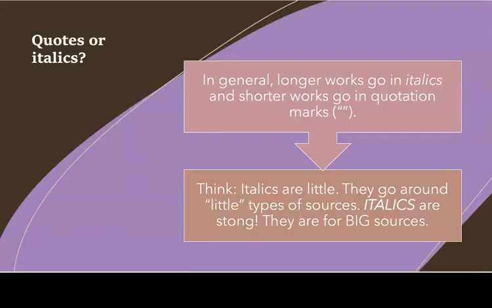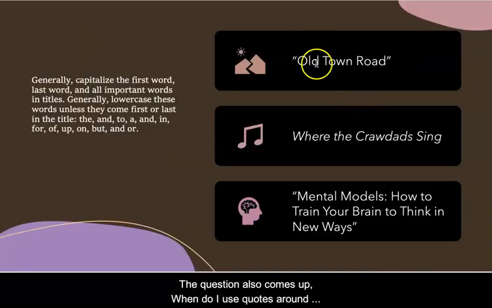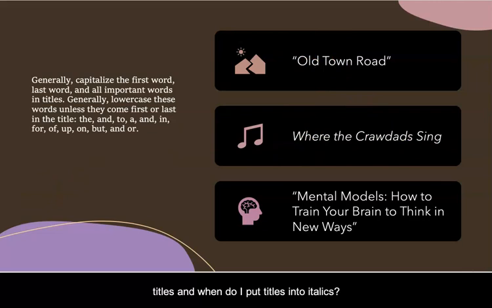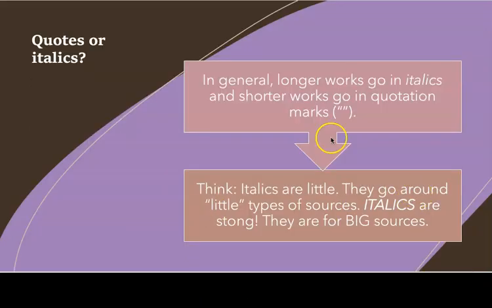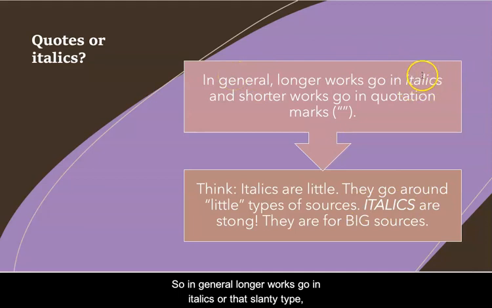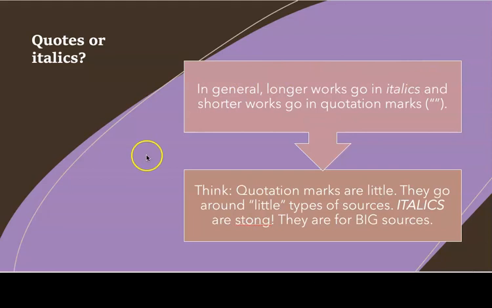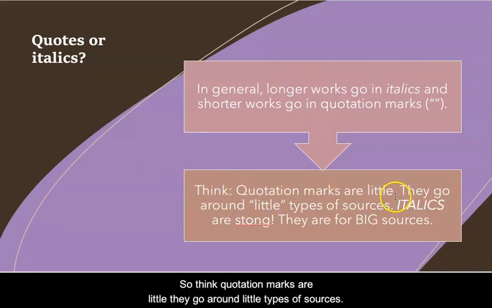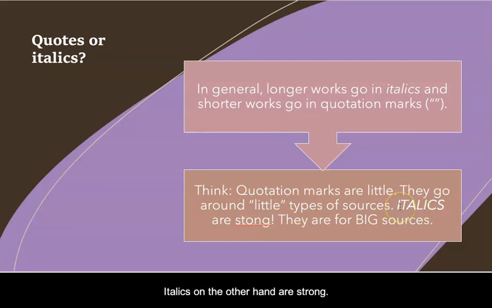All right. The question also comes up, when do I use quotes around titles and when do I put titles into italics? In general, longer works go in italics, or that kind of slanty type, and shorter works go in quotation marks. So think, quotation marks are little. They go around little types of sources. Italics, on the other hand, are strong. They are for big sources.